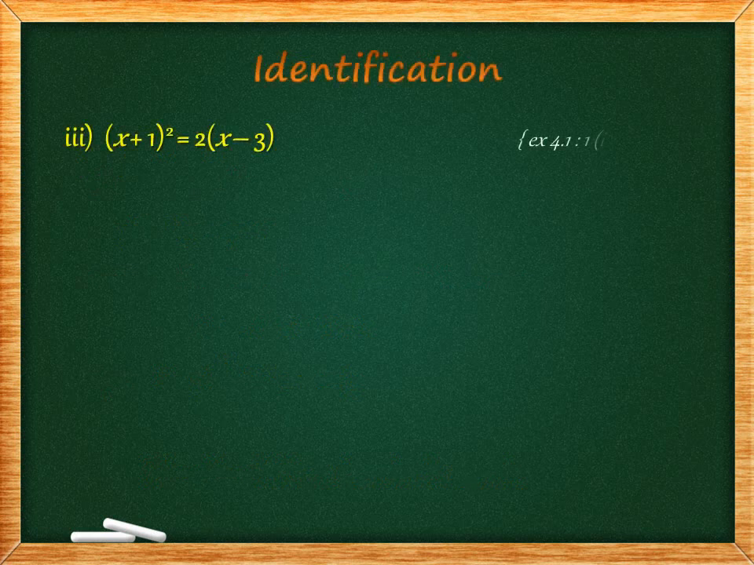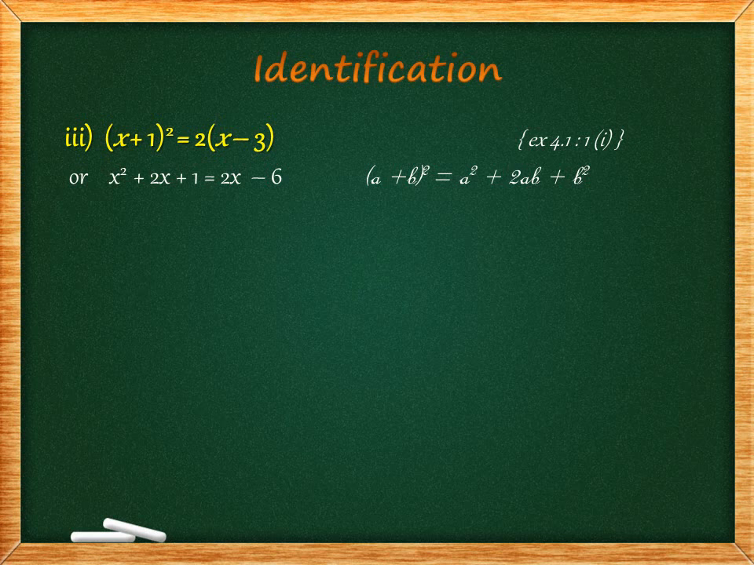Now let's see another problem. This is x plus 1 whole square is equal to 2 into x minus 3. I have taken this problem from your exercise 4.1. To find out whether this is a quadratic equation or not, we have to first simplify it. So we can write x square plus 2x plus 1 is equal to 2x minus 6. I have used an identity, a plus b whole square is equal to a square plus 2ab plus b square, to open x plus 1 whole square.